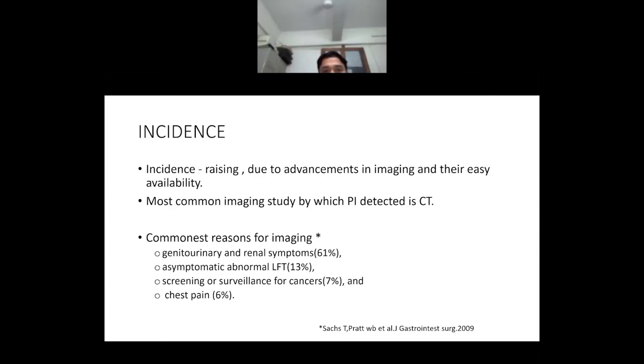The most common imaging study by which pancreatic incidentaloma was detected is CT scan. The commonest reason for imaging was evaluation of genitourinary or renal symptoms in 61% of cases, and evaluation of asymptomatic abnormal liver function tests in 13% of cases. Pancreatic incidentalomas were detected during screening or surveillance for other cancers in 7% of cases, and evaluation of chest pain in 6% of cases.